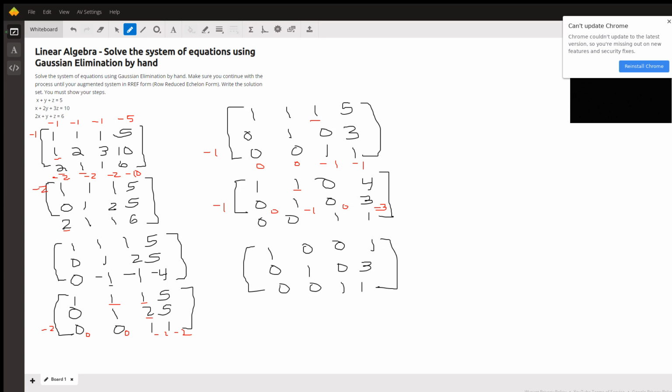And what you'll notice is I have the ones along the diagonal and then zeros everywhere else except here, which is my answer. So this would be 1, 3, 1, which would be x, y, and z.